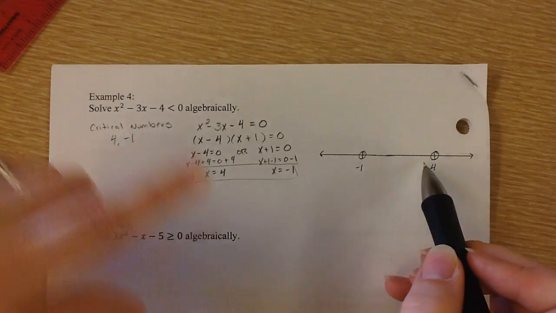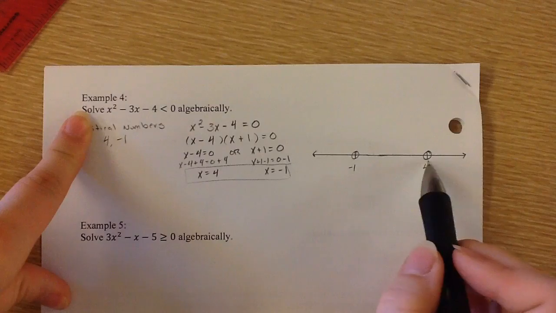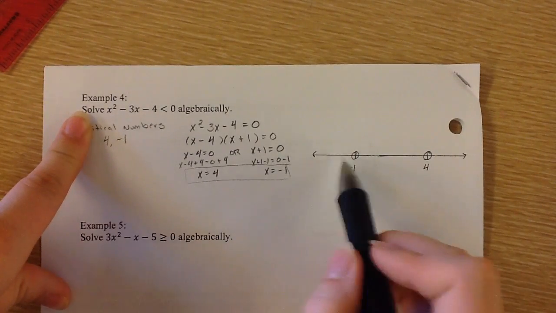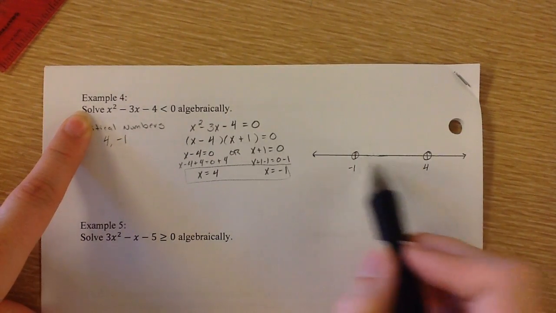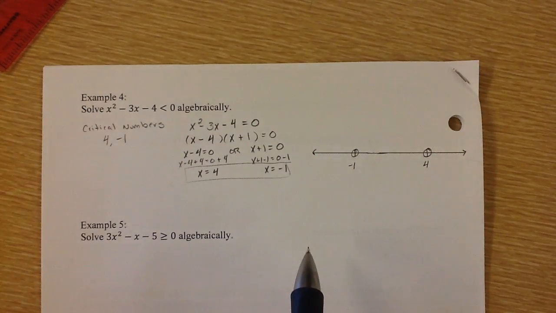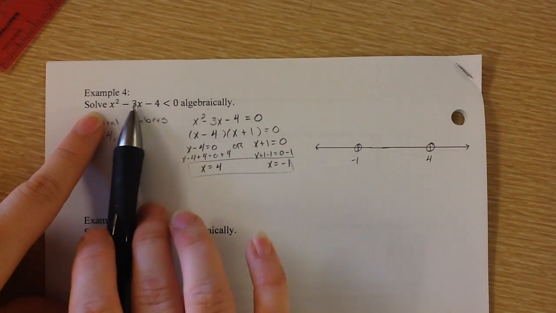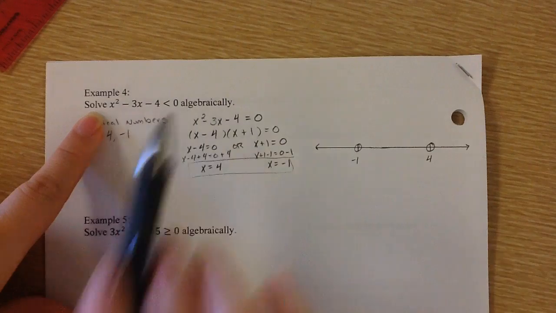Now I need to decide which interval I am looking at. This broke the number line up into 3 pieces: the pieces that are less than -1, the pieces that are in between -1 and 4, and the pieces that are greater than 4. So now I just need to test some points. I want x squared minus 3x minus 4 to be less than 0.